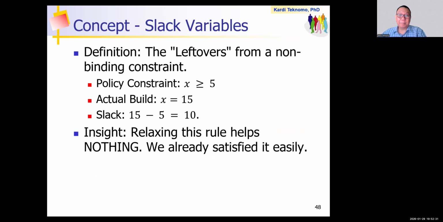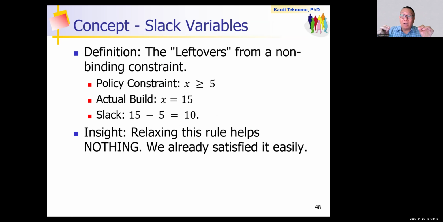Now look at the policy. The policy is x larger than 5, isn't it? So the law says build at least 5 houses. We build 15. In the optimum value it is 15, not 5, so we clear the hurdle easily. That means you have slack. 15 minus the requirement of 5 gives you 10, and this 10 units is called slack.